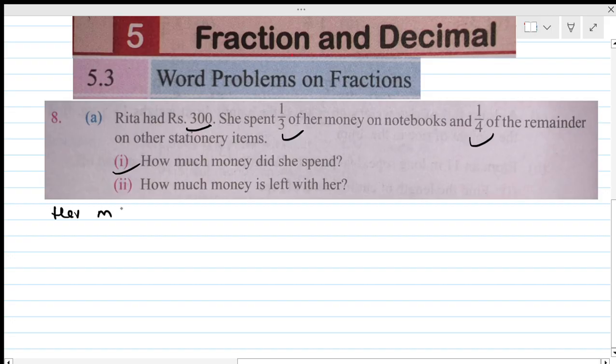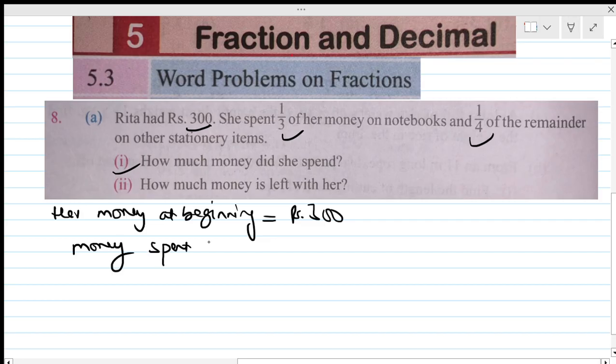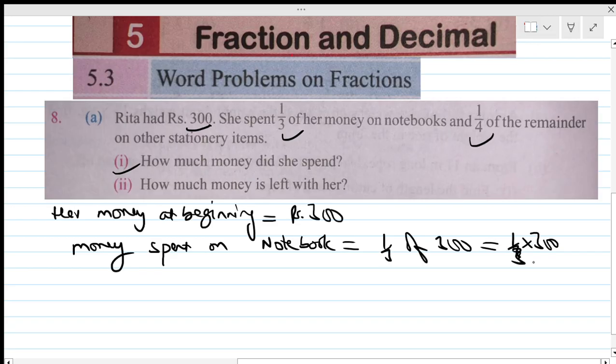Her money at the beginning is rupees 300. Out of this amount, first she spent 1/3 on notebooks. So the money spent on notebooks is 1/3 of the total money she has. So 1/3 of rupees 300 she spent on purchasing notebooks. 300 divided by 3 gives 100.